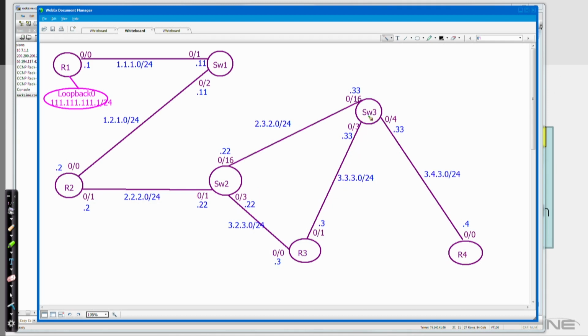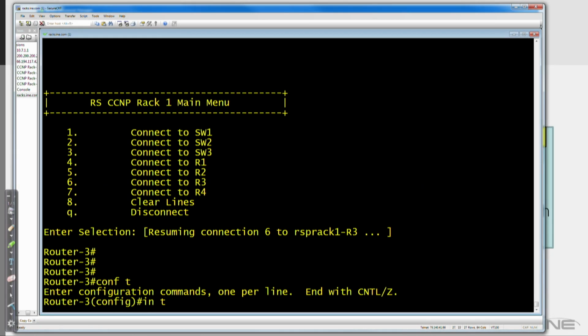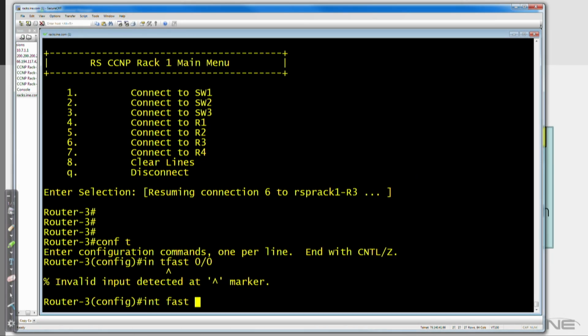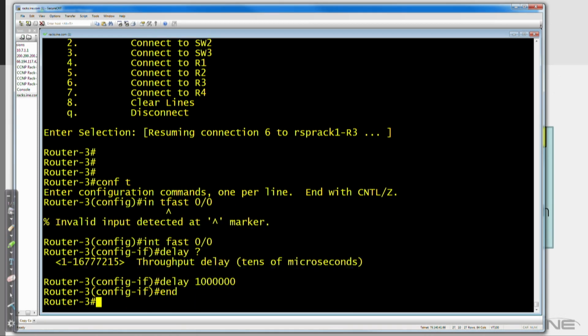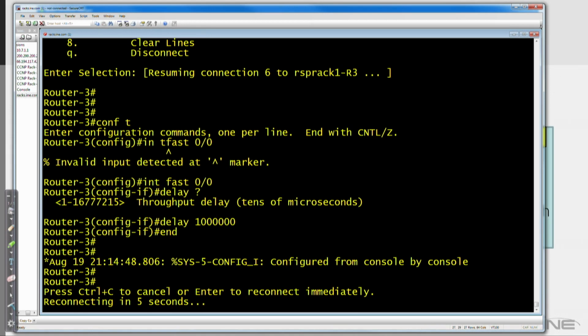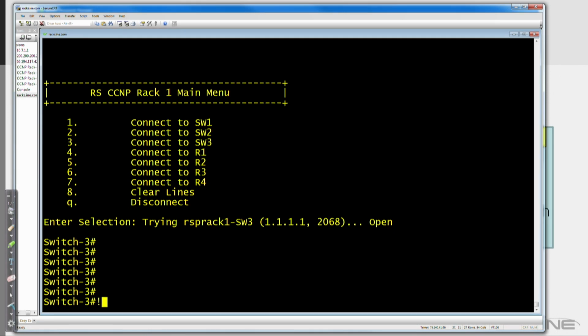So let's do that. On router 3, let's change interface fast Ethernet 0/0. And I'll say delay. And let's say the delay is something really big. What was that maximum number there? 16,777,000. Why don't we do 1 million? Delay 1 million. Okay, now let's go back to switch 3 and take a look at his EIGRP topology table.